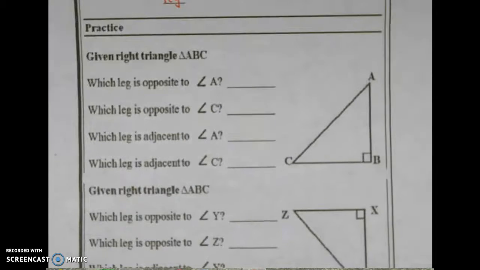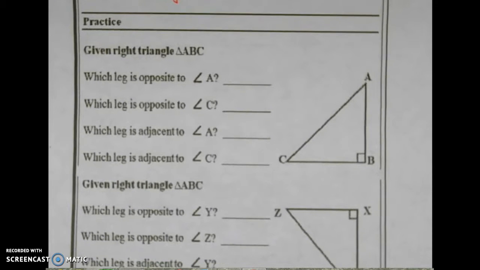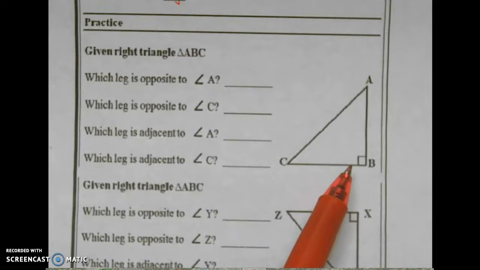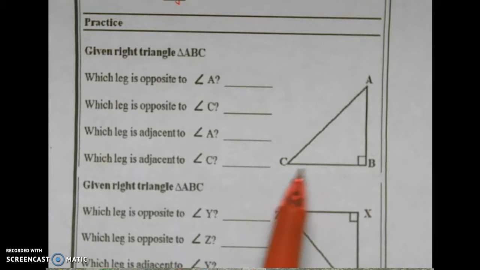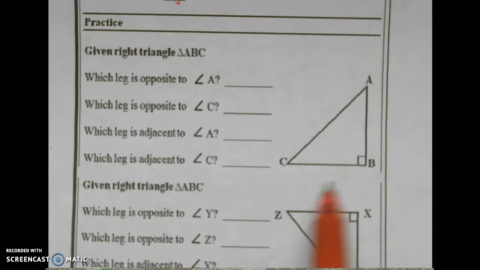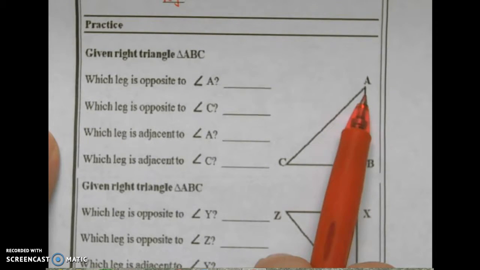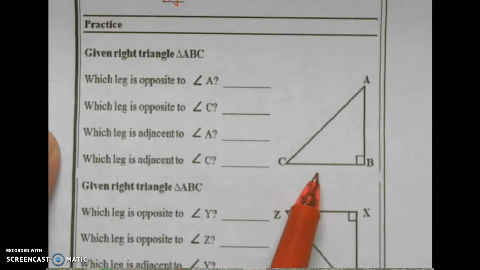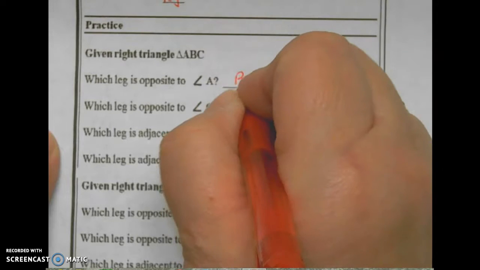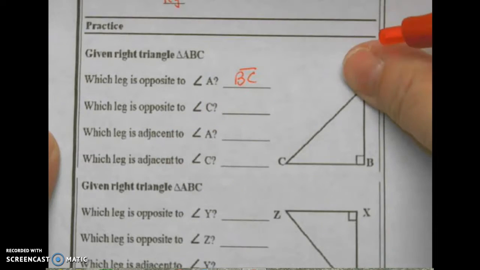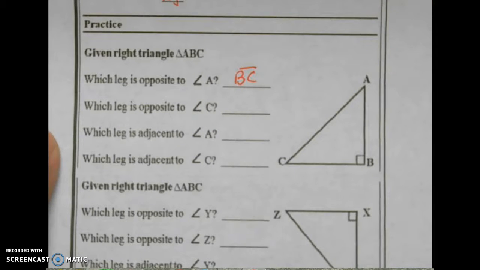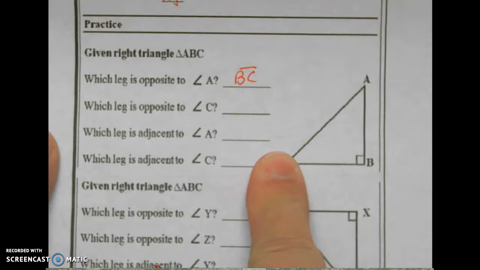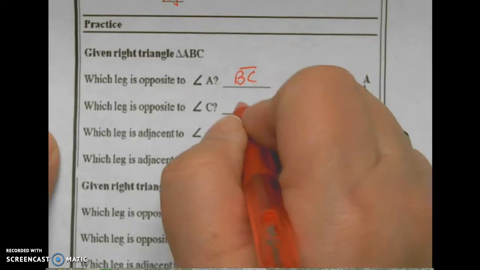So if I'm looking at a triangle, like triangle ABC, I notice that B is my right angle, the legs are BC and AB, and my hypotenuse is AC. So if I'm wanting to look at angle A, and I want the leg that's opposite to angle A, across from, opposite from, that will be leg BC. It's like covering up the A and seeing what's across from it. If I want the leg opposite to angle C, covering up the C, seeing what's across from it, I'm left with leg AB.